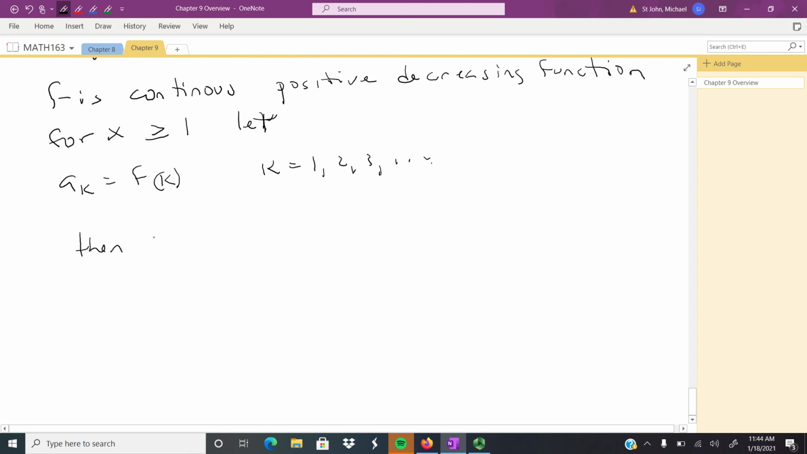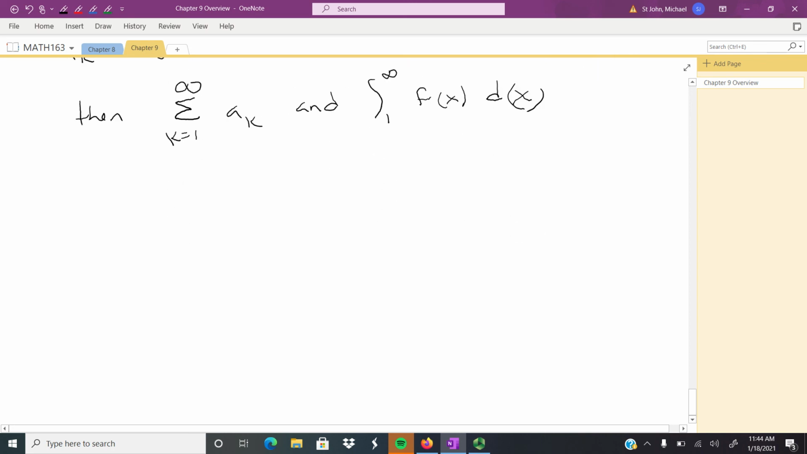Then the sum from k equals 1 to infinity of a sub k, and the integral of f of x dx, will either both converge or both diverge.